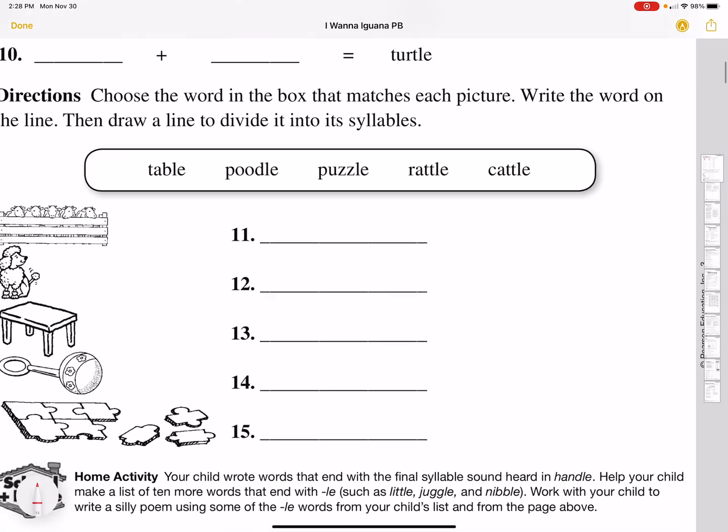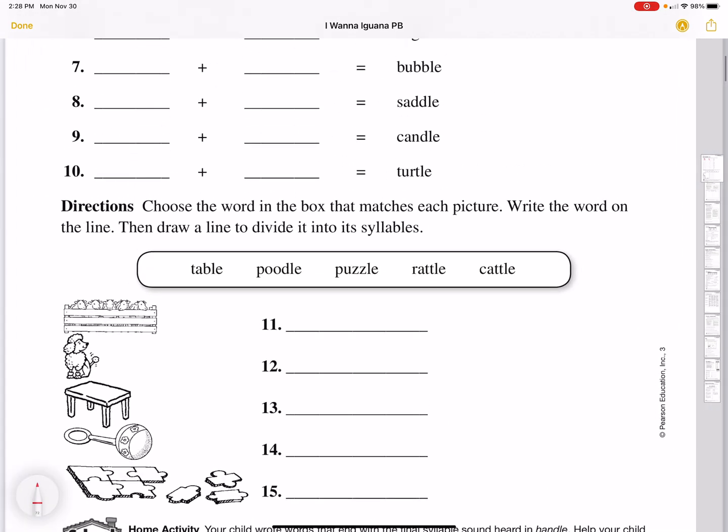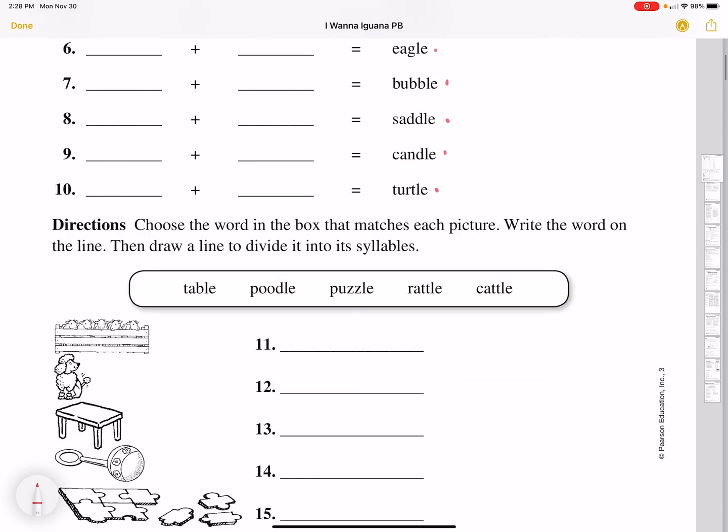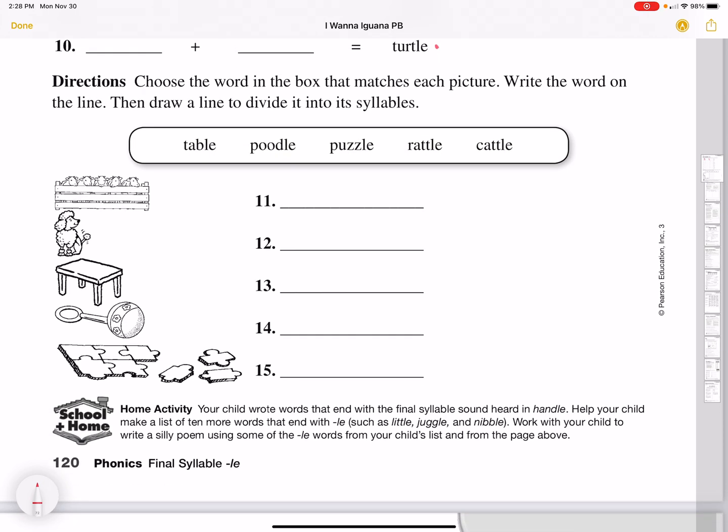Towards the bottom, you choose the word in the box. Actually, let me make sure I read all these words so you know how to say them. Title, needle, marble, eagle, bubble, saddle, candle, turtle. Now, at the bottom, choose the word in the box that matches each picture. Write the word on the line, then draw a line to divide it into syllables.